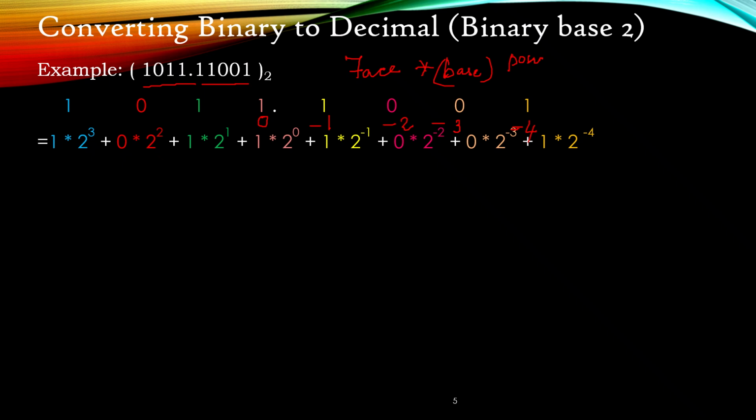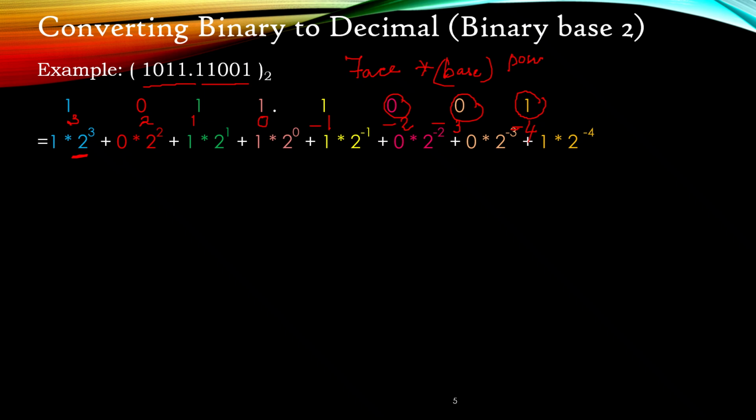it is 1 into, as it is a binary to decimal conversion, 2 to the power, and the position of this is 3, right? So to the power 3. And for this number, that is 0, 0 into 2 power 2. And for 1, 1 into 2 power 1. And for this one, it is 1 into 2 power 0. And coming to the number after the decimal, 1 into 2 power minus 1, 0 into 2 power minus 2, 0 into 2 power minus 3, and 1 into 2 power minus 4, right?